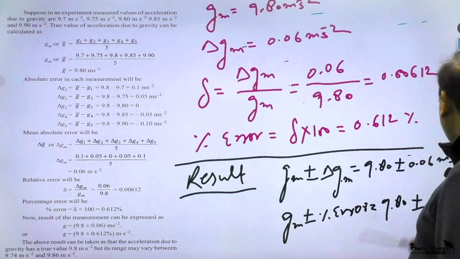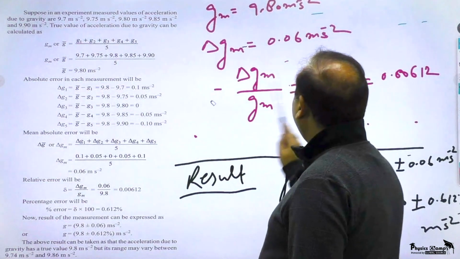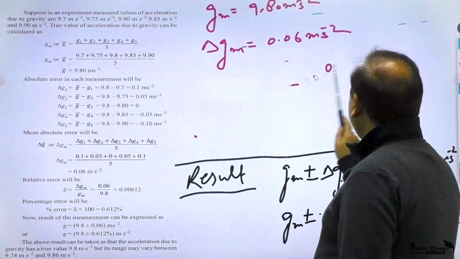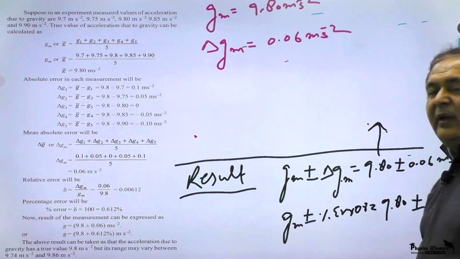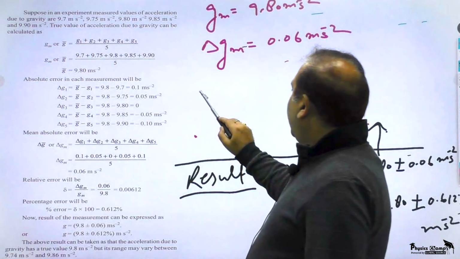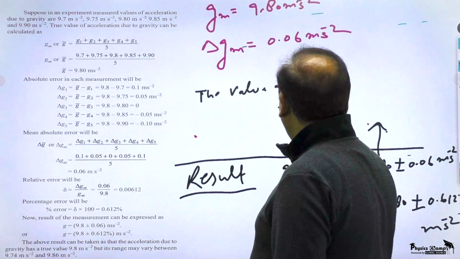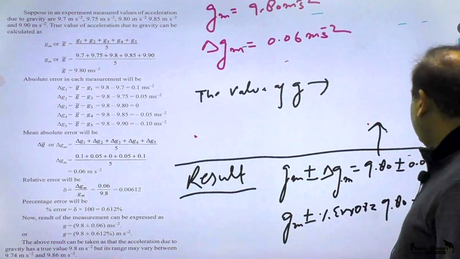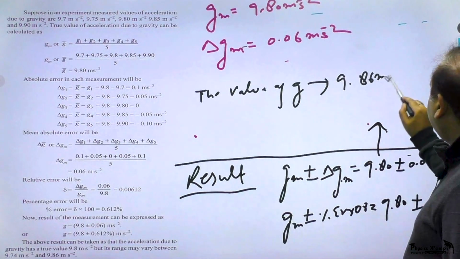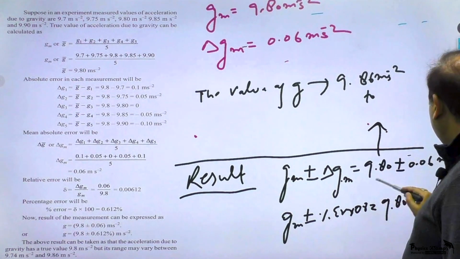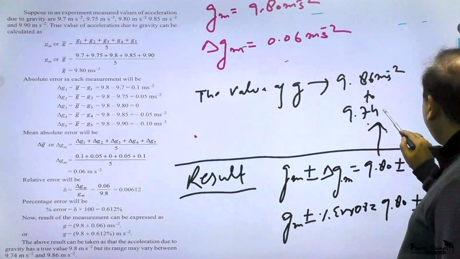Now when we say that our final result is this much, what is the meaning? It means the value of G can be anywhere in the range 9.86 meter per second square to minus of it, 9.74 meter per second square.